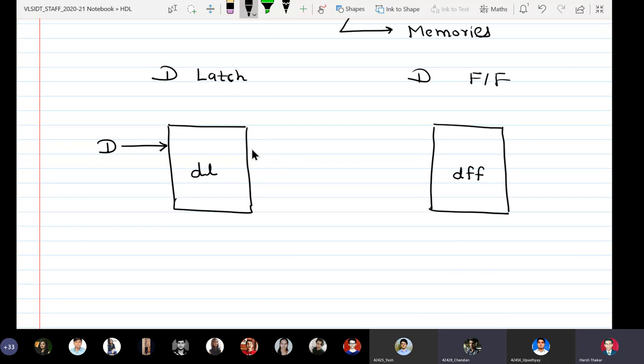And enable signal. Very good. So is this active high enable or active low enable? Active high. And it is our choice, no? It can be anything. What about output? What is the output name? Only one output. Q. Correct. This is the correct block diagram of a D latch. It has data input D, an enable which can be active high or active low, and one output Q.